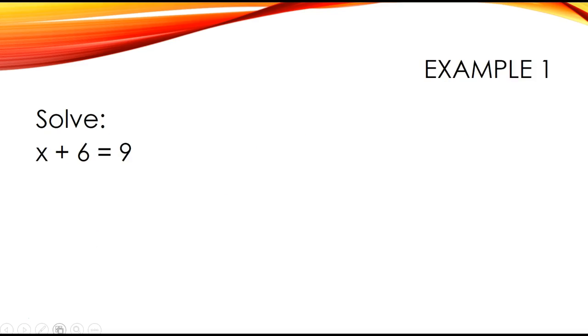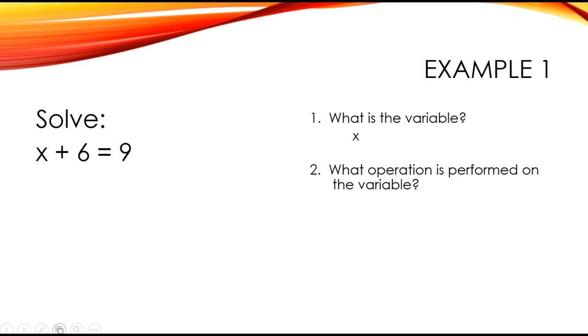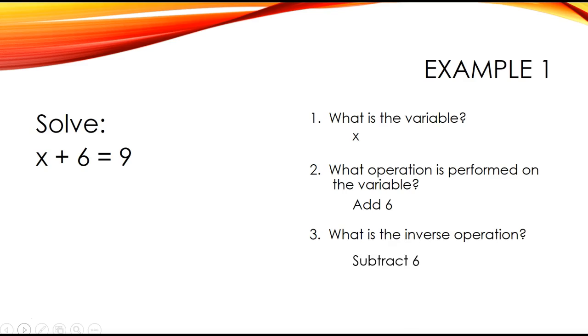Let's take a look at our first example, going through our 3 steps. First question, what is the variable? Our variable is x. Next question, what operation is performed on the variable? Right now, we're adding 6 to x. What is the inverse operation of add 6? Subtract 6. So that's what I'm going to do to solve my equation.